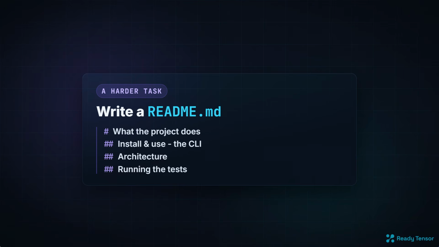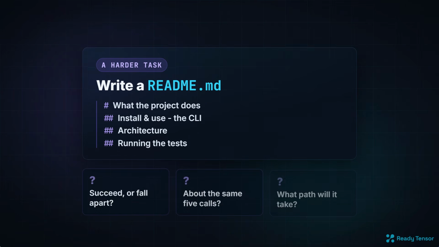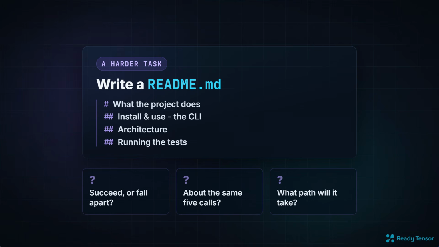Same agent, same bash tool. But this time it has to write the README. What it does, how to install it, the architecture, how to run the tests. Before we run it, take a guess. Does it succeed or struggle with the task? How many tool calls will it need?